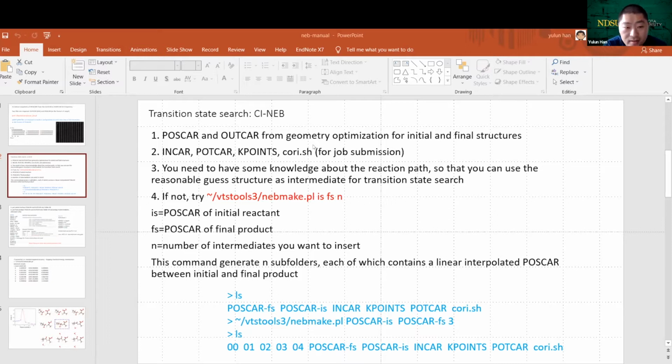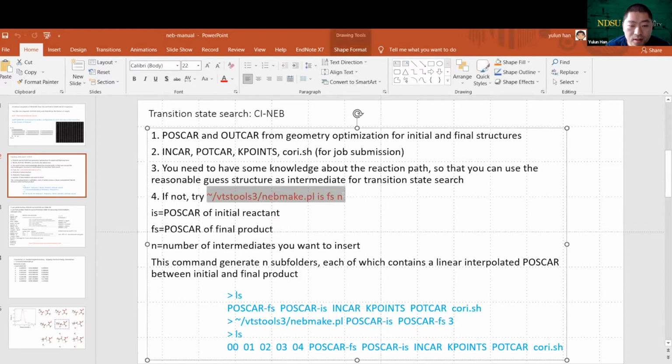If not, then I guess you can use this script just to do a linear interpolation. But I guess this is not very good, but still, you can do it. So here, the IS means the initial structure POSCAR, and FS is just the final product POSCAR. And N is just the number of intermediates you want to insert between initial and final.